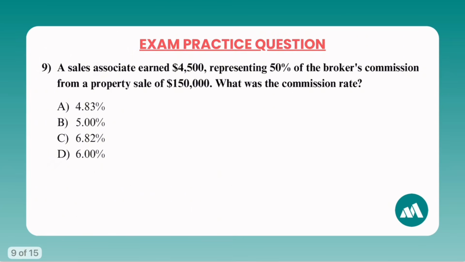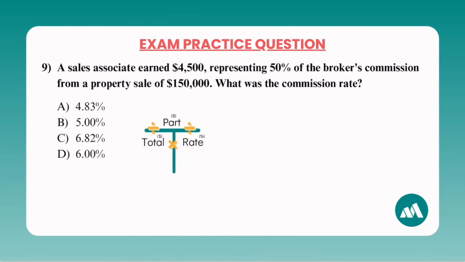Number 9. A sales associate earned $4,500 representing 50% of the broker's commission from a property sale of $150,000. What was the commission rate? When we do commission questions, we're definitely going to use the T-chart. So let's bring out the T-chart.